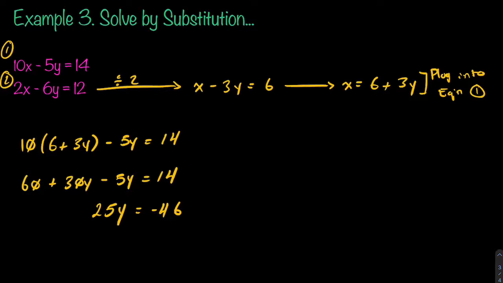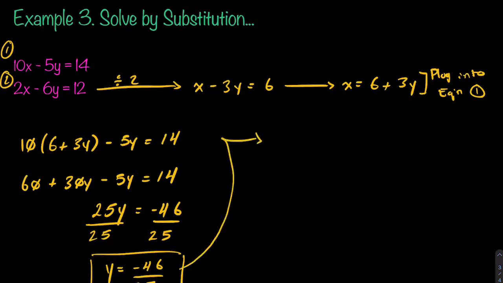And with this, we're just going to divide through. So we get 25y, and we get y equals negative 46 over 25. And I do not think that is reducible by anything. So sometimes you'll get a not nice number like this, and we can just leave this as is. So negative 46 over 25.